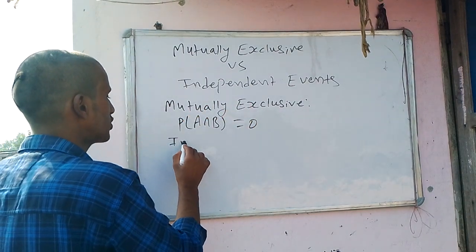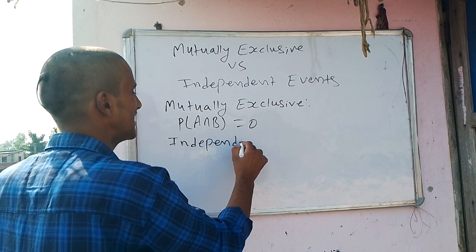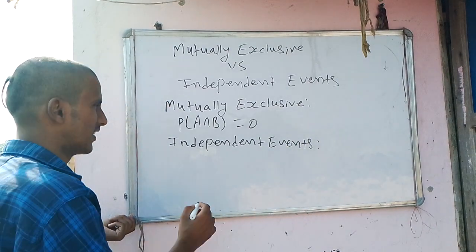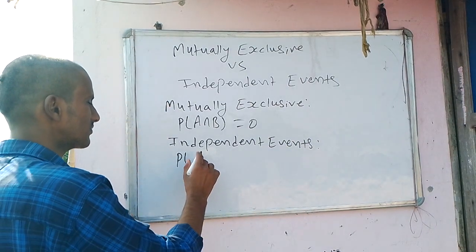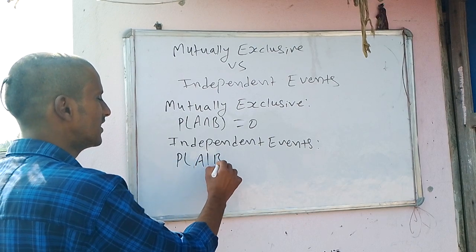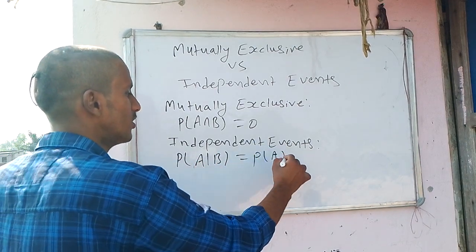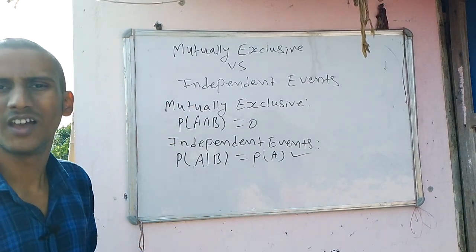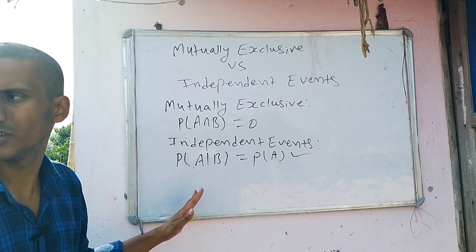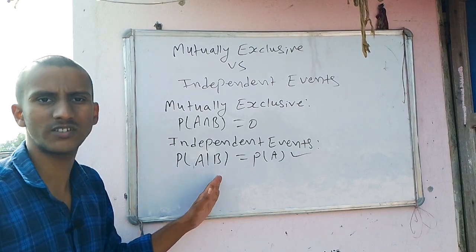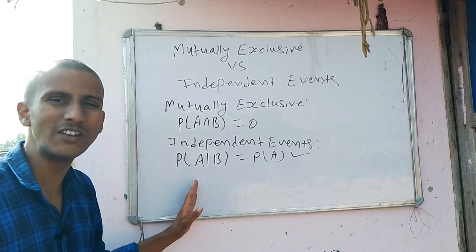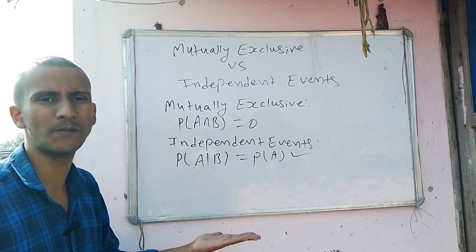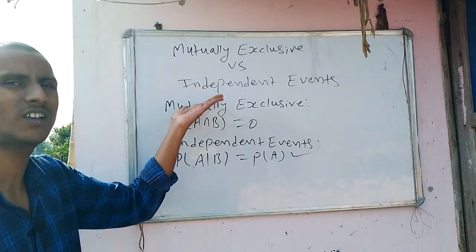What is the definition of independence? If two events are independent, it means that the probability of A given B is the same as the probability of A. If there are two events A and B, and A is independent of B, it means that whether B occurs or doesn't occur, the probability of A is not influenced by that. The probability of A given B is equal to the probability of A. This is what independence means, and this is what mutually exclusive means.